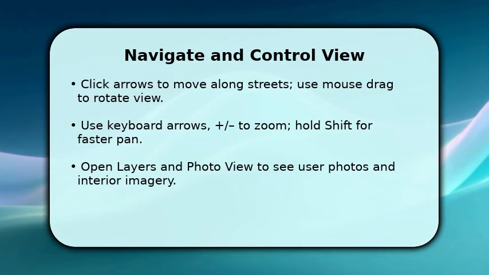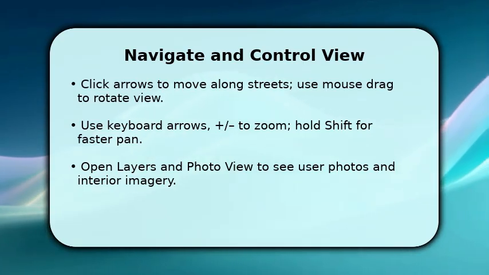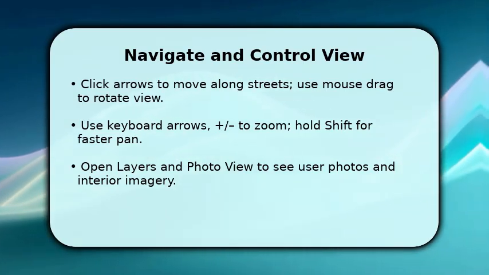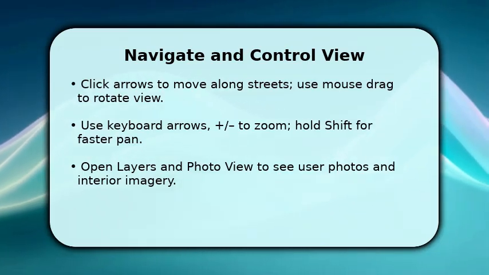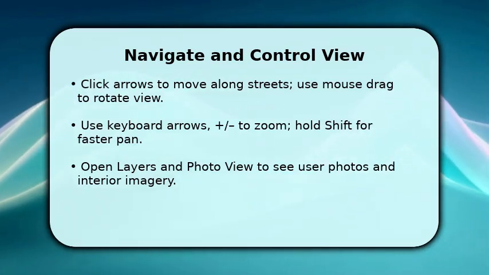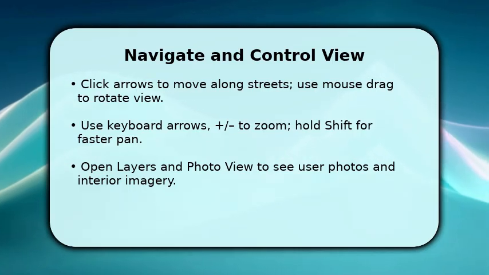Click the white arrows to hop from panorama to panorama and drag with your mouse or swipe to rotate the camera. Use arrow keys for precise turns. Press plus and minus to zoom in or out. Hold shift for quicker pans when covering long stretches.